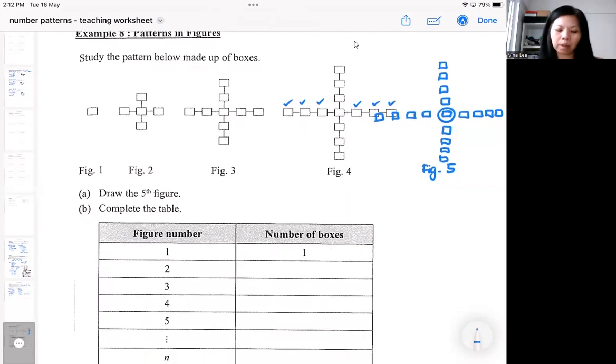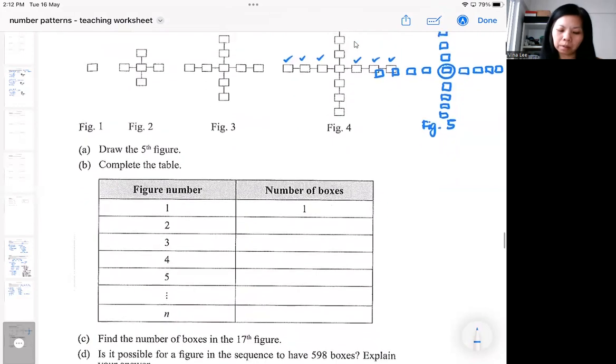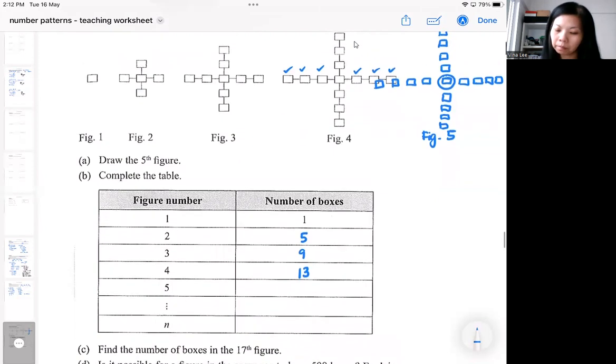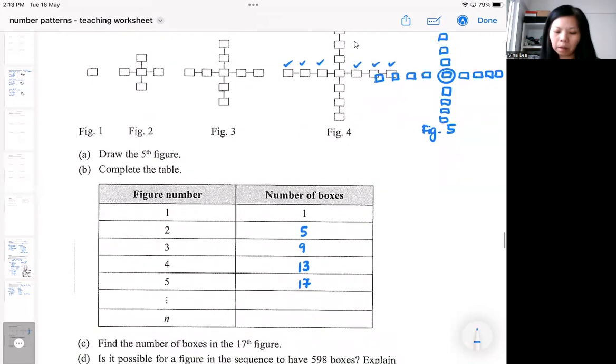Then we follow the instruction. Complete the table. So you're supposed to count the number of boxes. Count the number of boxes. Count carefully. Count carefully, and when you hit this, they are asking you for the general term again. So it will be the same idea.